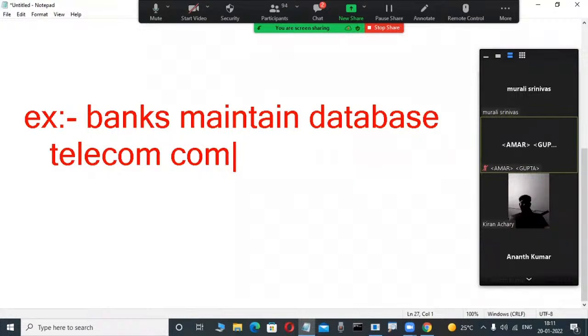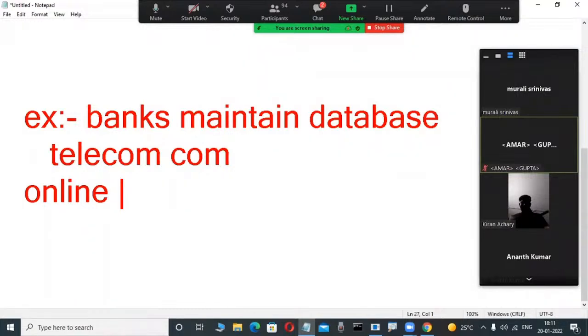Suppose so many people nowadays are purchasing items online through portals like Flipkart and Amazon. Those shopping portals also maintain databases. Because when you purchase an item, how is the order number generated? Some database application is there, through the auto increment concept only.